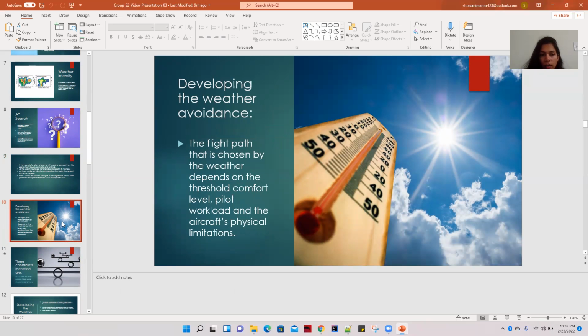Developing the weather avoidance. There are three factors which should be considered in order for the aircraft to avoid the bad weather.